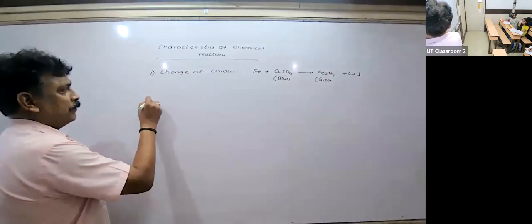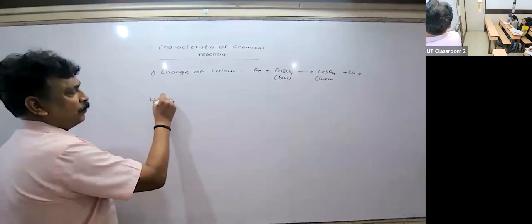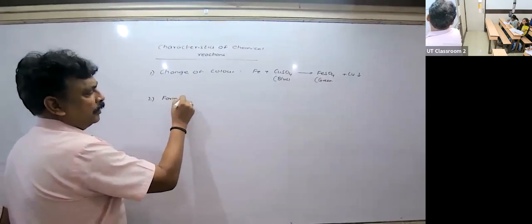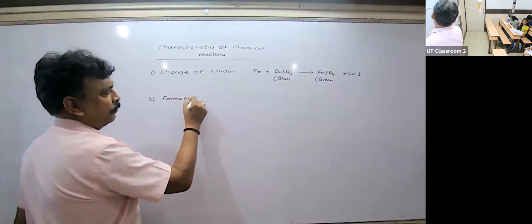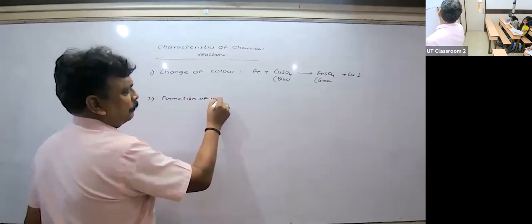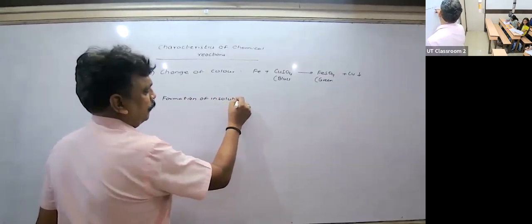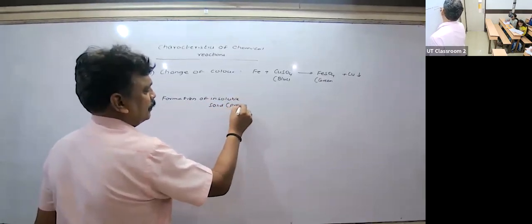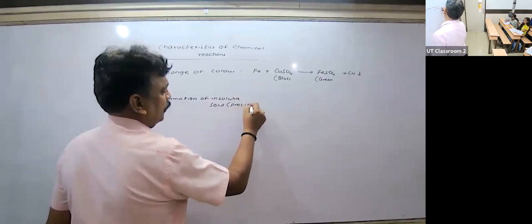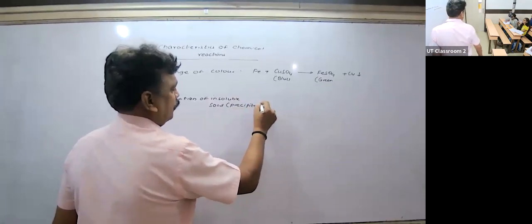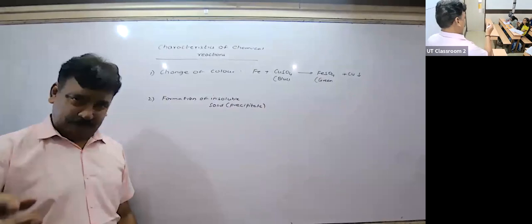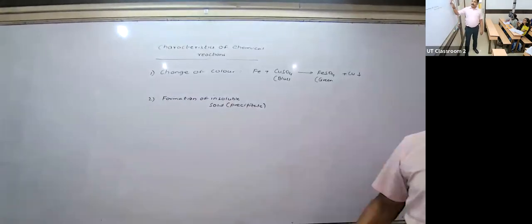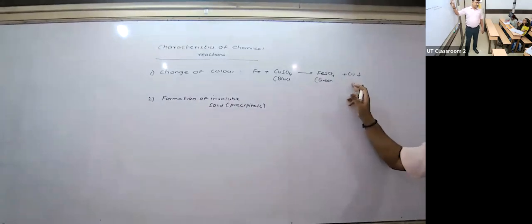Second is the formation of a precipitate, that is, formation of an insoluble solid. Formation of an insoluble solid is nothing but a precipitate. For example, when you add a small amount of curd to milk, curd is precipitated. You can also write this reaction as precipitation.